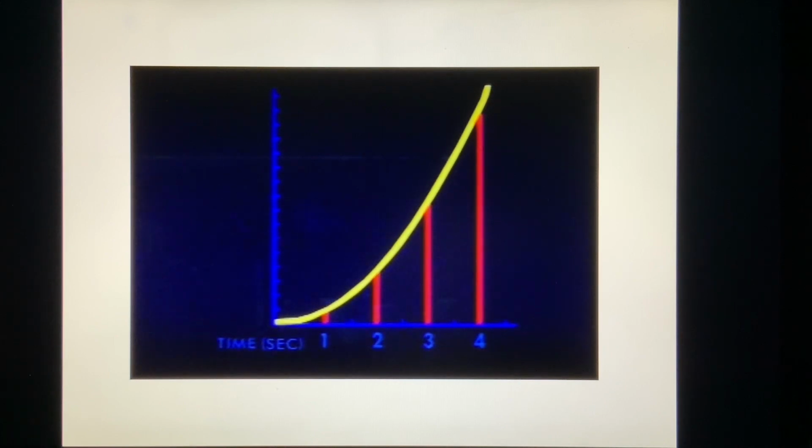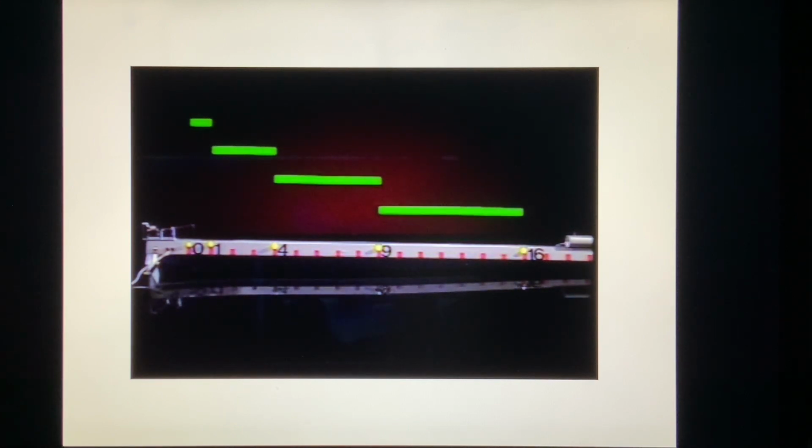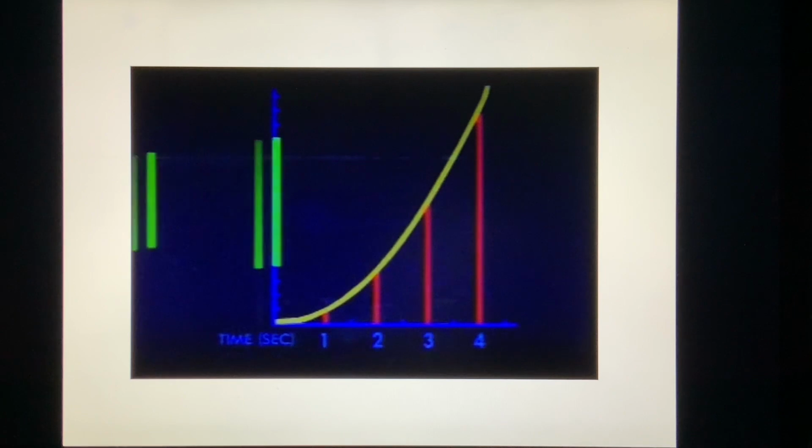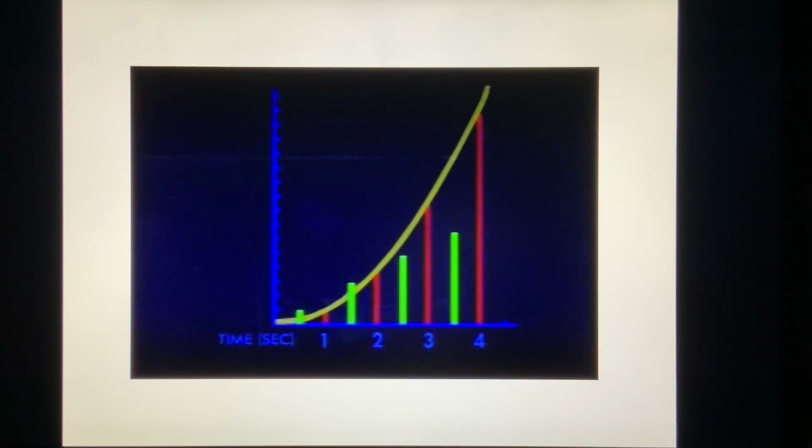Next, we will graph the average velocity of the ball during 5 different intervals to see how velocity varies as the ball rolls down the incline. The ball moved this far during the first second. It moved this far during the next second, this far during the third second, the fourth second. This gives us a graph of the velocity of the ball over time.